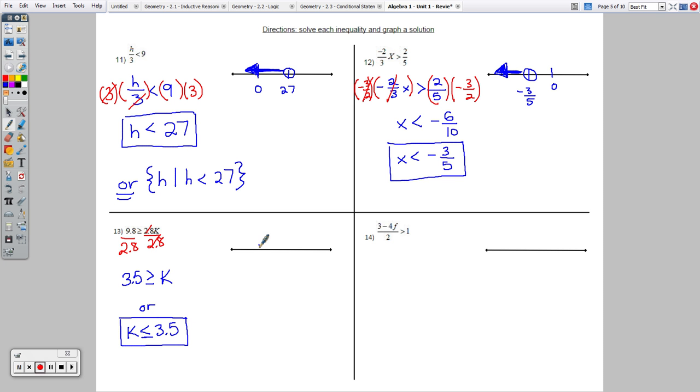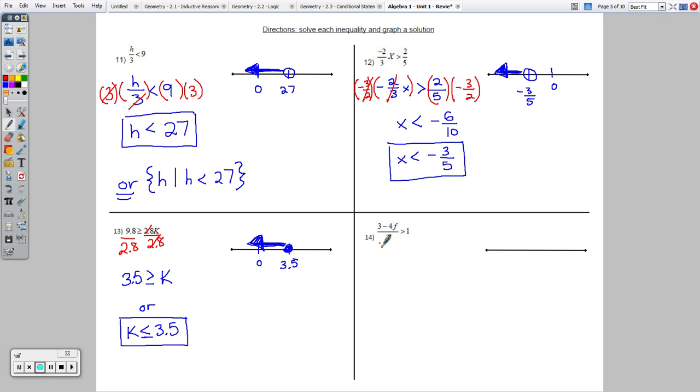And so we would have something like this, 0 and 3.5. This time it is "or equal to," so we have a closed circle at the point, and then pointing to the left still, since it is less than. Shade that, draw in an arrow, because it's going on forever in that direction.